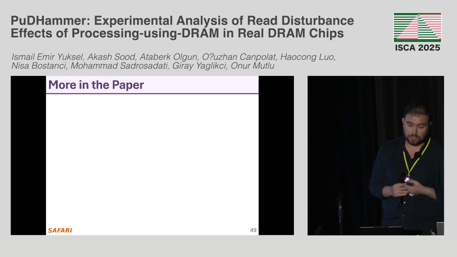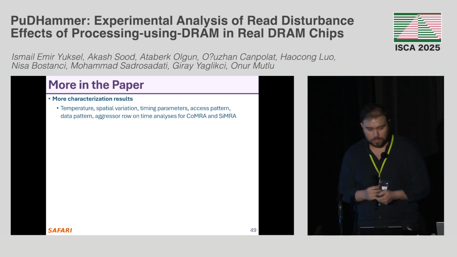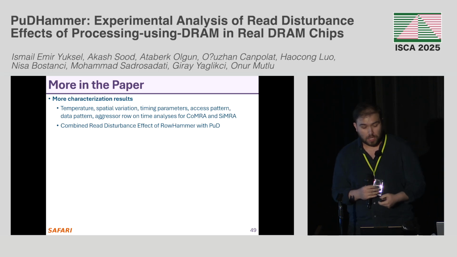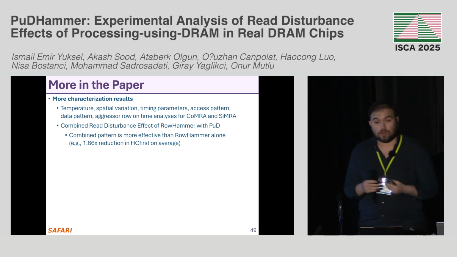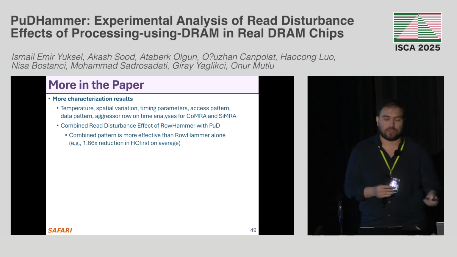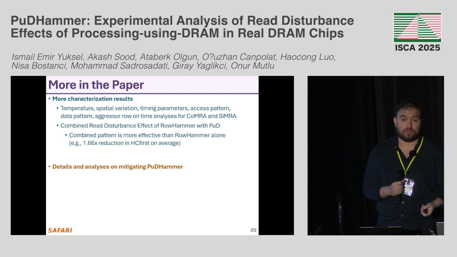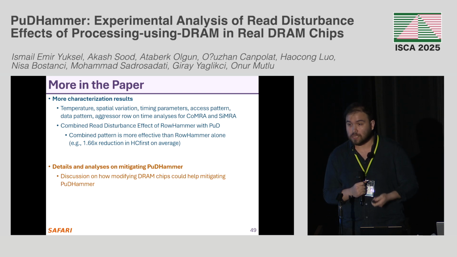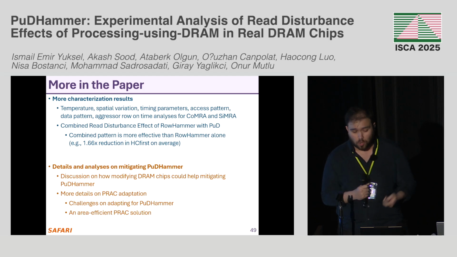We have a lot more analysis in the paper, more characterization results: temperature, spatial variation, timing analysis, access pattern, etc. And we have the combined read disturbance effect of RowHammer with processing using DRAM operations. We observe that the combined access pattern using RowHammer with COMRA and SIMRA is more effective than RowHammer alone, and it reduces HC first by 1.6x. And we have a lot more detailed analysis on mitigating PuDHammer. We discuss how modifying DRAM chips could help mitigate this effect, and more details on PRAC adaptation, like challenges in adapting to PuDHammer and the area-efficient PRAC solution, and so on.